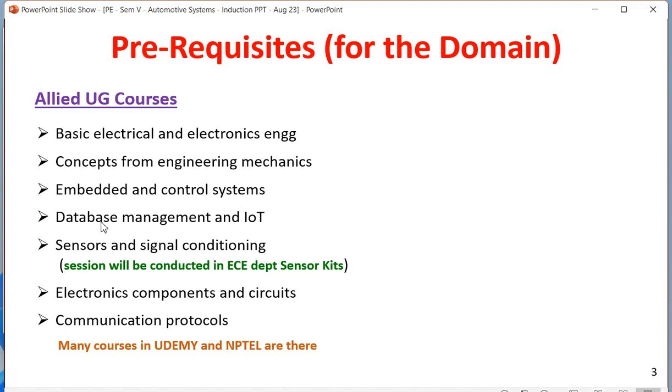Database management and IoT. So CS and IS engineers also have scope in the automobile industry nowadays. And as an EC engineer, whenever you do an open elective or professional elective in DBMS or IoT, that fundamental you will also be able to use in vehicular technology, because inside a vehicle there are 80 to 100 ECUs. ECU is nothing but electronic control unit.